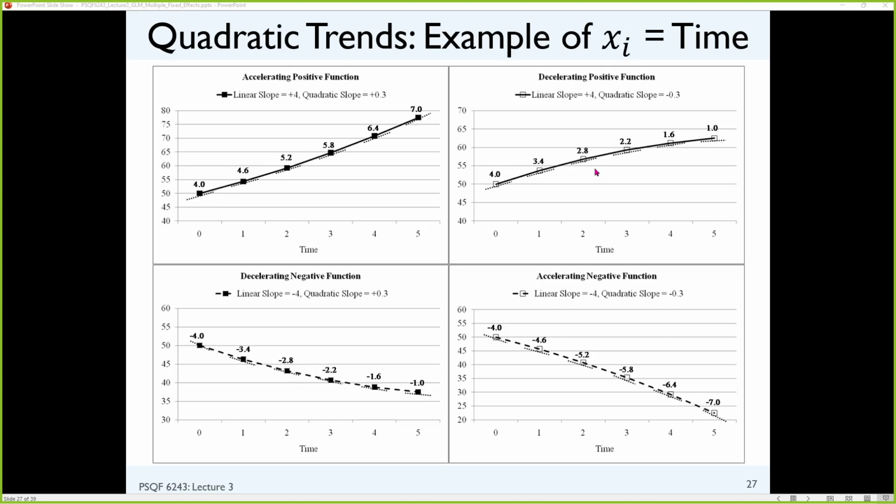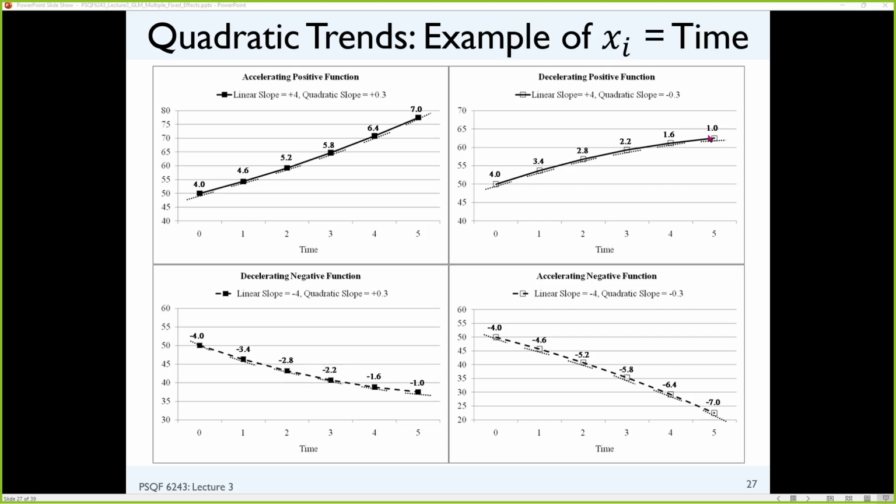Okay, move into the top right panel. Starting at the same point, a positive linear slope at time equals 0 of 4. But now it's being paired with a negative quadratic slope, which is the slope of time squared. So now my positive slope is becoming less positive as time goes on by 0.6, because that's twice the quadratic. So the slope is slowing down. So by the time I get out to time 5, the slope is only 1.